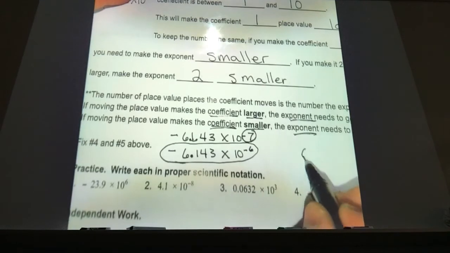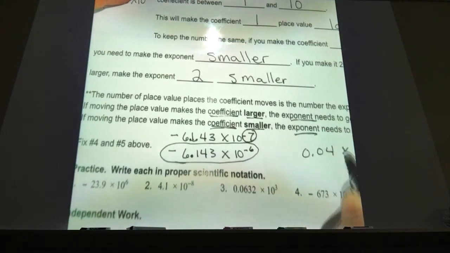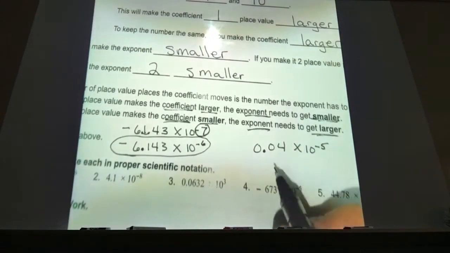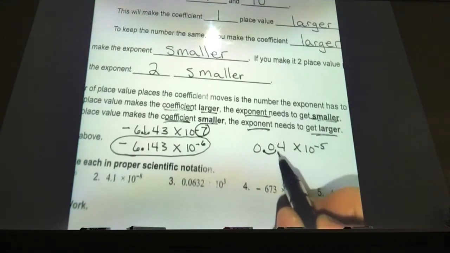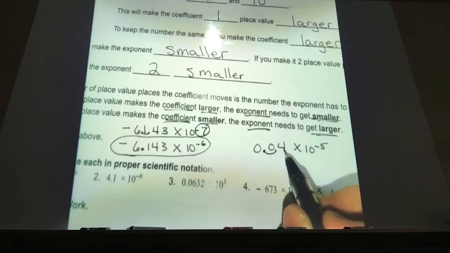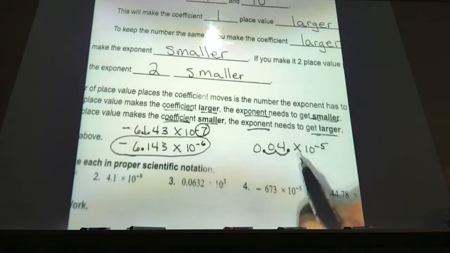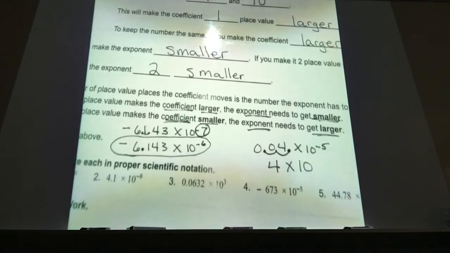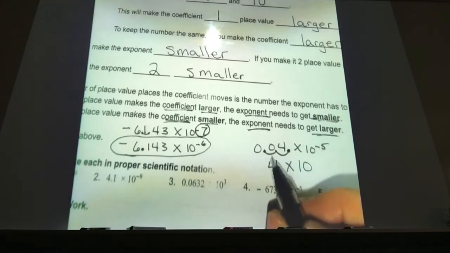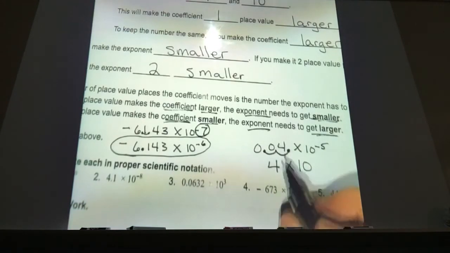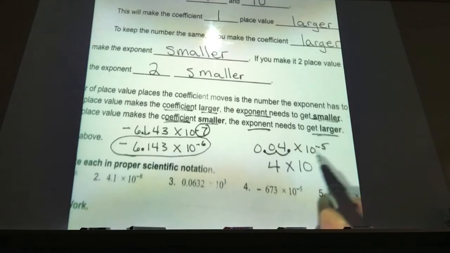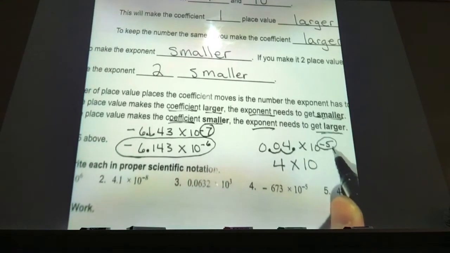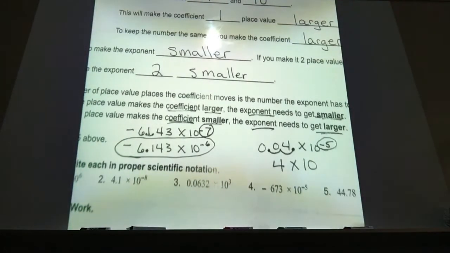Number 5 is 0.04 or 4 hundredths times 10 to the negative 5. On this one, the decimal point has to move. If it moves to right there, is 0.4 between 1 and 10? No, it has to move 2 spaces, so it's 4. Always times 10. And then, 0.04 to 4. It got 2 place values bigger. This has to get 2 place values smaller. What is 2 smaller than negative 5? 2 smaller than negative 5 would be negative 7.